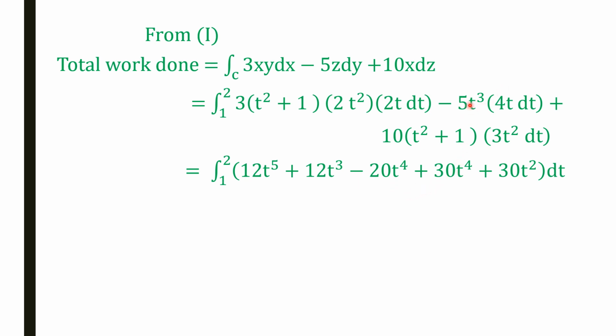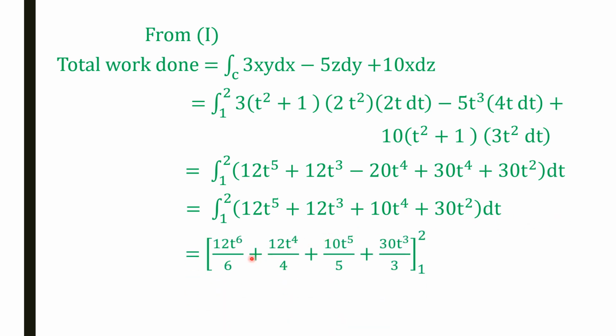Then after that, t square plus 1 times 3t square, 10 t square into 3t square is, 10 into 3 is 30, and t square into t square is t raised to 4, so 30 t raised to 4, and 10 into 1 is 10, into 3 is 30, 30 t square dt. Got it? Okay, now 12 t raised to 5 plus 12 t cube plus, minus 20 plus 30 is plus 10 t raised to 4, plus 30 t square dt.